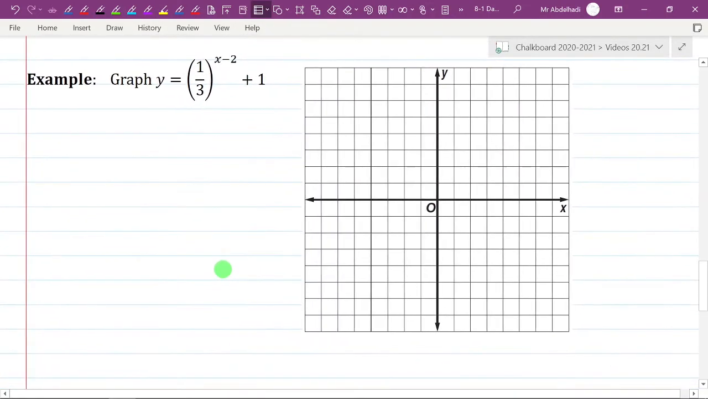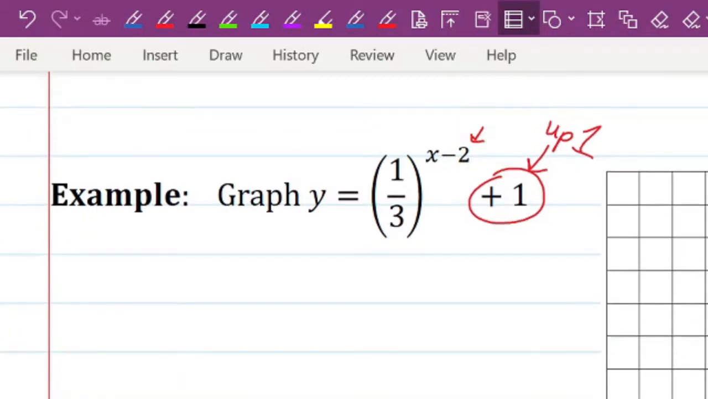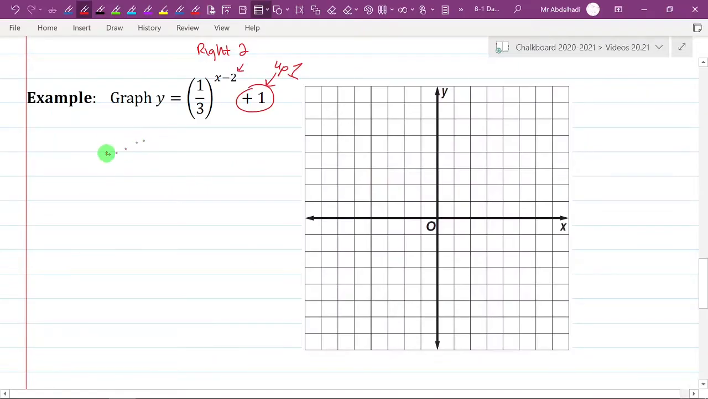All right. Now this one has some shifts in it, okay? This one has a vertical shift of +1, so you're going to move up 1, and it has a horizontal shift of right 2. Okay, so this means before you plot your points on the table, you need to draw new axes, right? So here we go. My horizontal axis is going to move up 1 space.